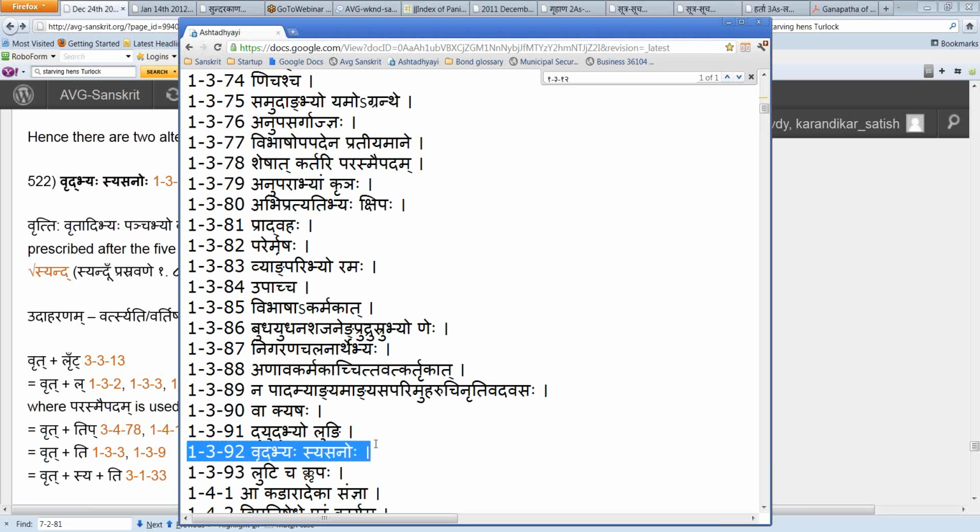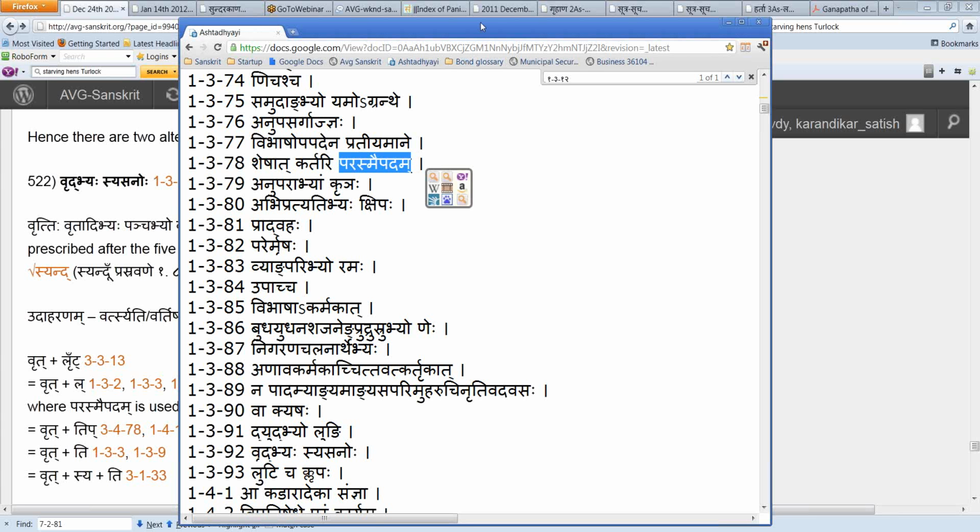Vrudbhyasya sanoho, which means what? This must be telling us some situation of applying parasmaipadam following the dhatu vrit, etc. See how quickly we can get the context of the sutram even without looking at the vritti. When the pratyaya sya or san is being used, then these dhatus vrit, etc., will take parasmaipadam. So 1392, one more time, is coming in the section of sheshat kartari parasmaipadam, so parasmaipadam is being prescribed.